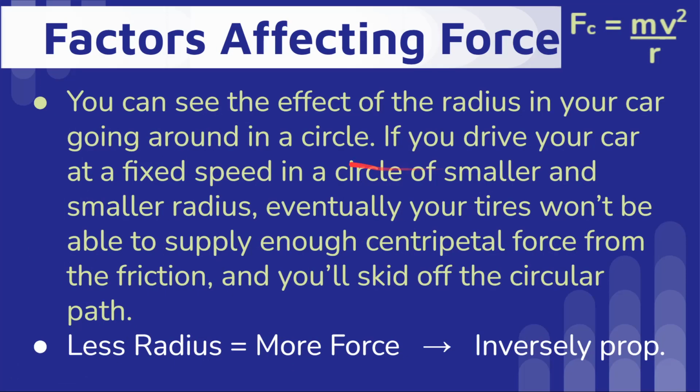All right, so another factor will be radius. That was velocity, but radius also affects force. You can see it in the equation, and you can see the effect of radius in your car going around in a circle. If you drive your car at a fixed speed in a circle of a smaller and smaller radius, eventually your tires won't be able to supply enough centripetal force from friction and you'll skid off your path. So again, this is an inversely proportional relationship. As this radius gets smaller and smaller, it's going to require more and more force, and vice versa.